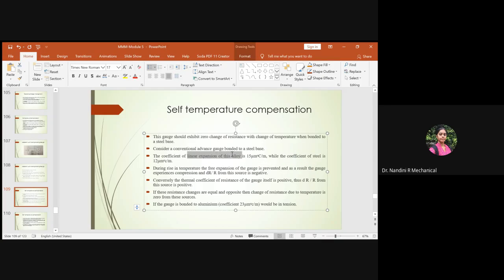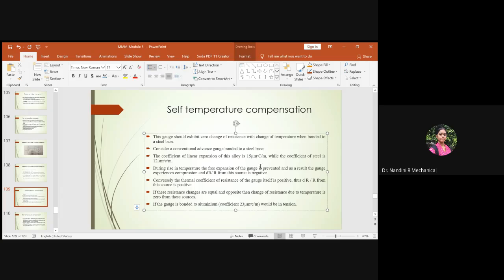So this alloy has a coefficient of 15 micrometer, whereas the coefficient of the steel base itself is 12 micrometer per degree centigrade per meter. Okay. So this is the coefficient of linear expansion for the combination, and this is only for the steel, which is 12 micrometer per degree centigrade per meter. So what happens during the rise in the temperature? The free expansion of the gauge is prevented. When you have such a combination of the gauge with a steel base and the temperature rises, the free expansion of the gauge is prevented in this case.